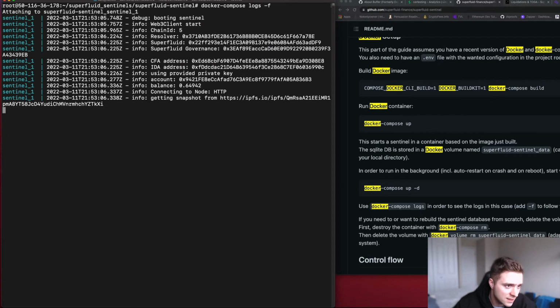All right, we can see that the Sentinel was booting. We're getting a snapshot from the default IPFS path here. Connecting to our node, we can see other information here about what account this is. So I can see the account it's gotten using the provided private key. The Sentinel can figure out, okay, this is the Goerli network. Here are the addresses that are important on the Goerli network. What's the balance of your account? All that good stuff. We're syncing. This takes a second to sync.